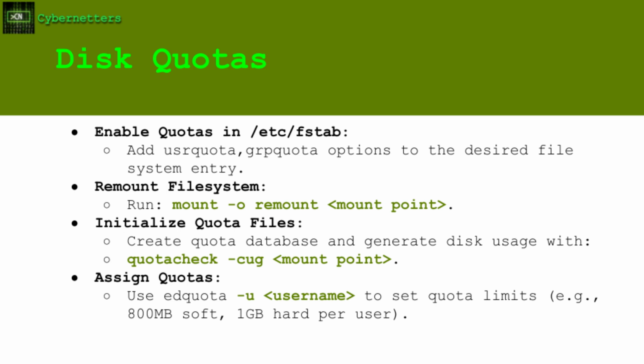To initialize the quota files, you create the quota database and scan disk usage with quotacheck -cug mount point. And then to assign the quotas, you use edquota -u and then the username to set user limits, like 800 megabytes of soft and then 1 gigabyte of hard limits. It prevents all the users from taking up all the space and keeps storage under control.